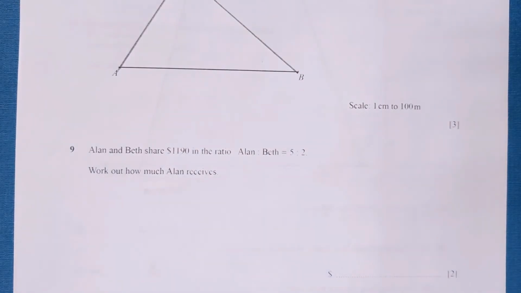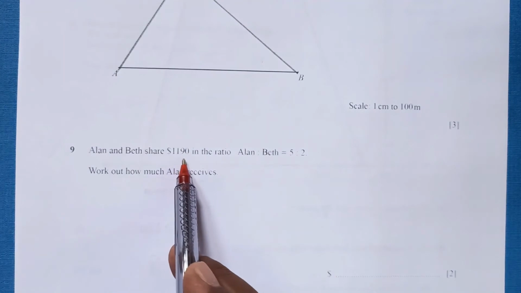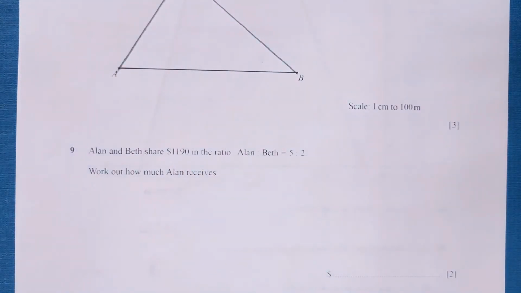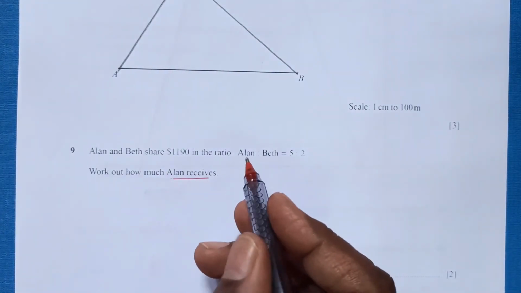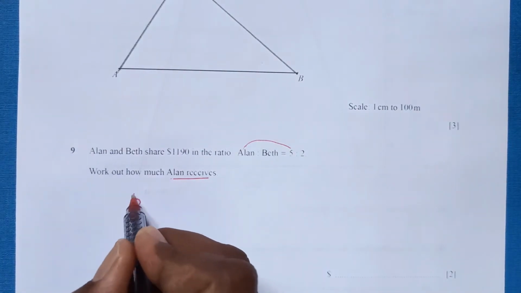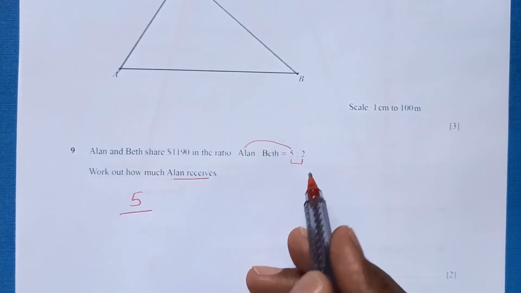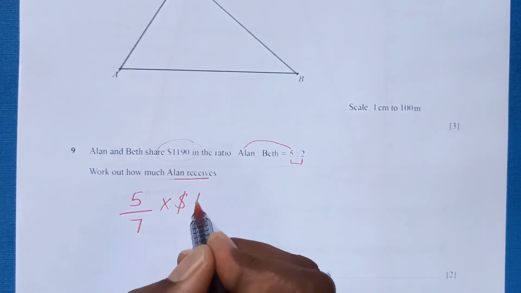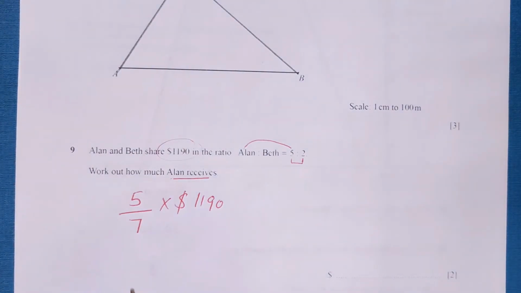Alan and Beth share $1,190 in the ratio Alan to Beth 5:2. Work out how much Alan receives. So we have this belongs to Alan 5. So Alan received 5 out of how many? Total is 5 plus 2, that is 7, and the total amount is $1190. So when you simplify this, you will get answer 850. So 850 is Alan's share.